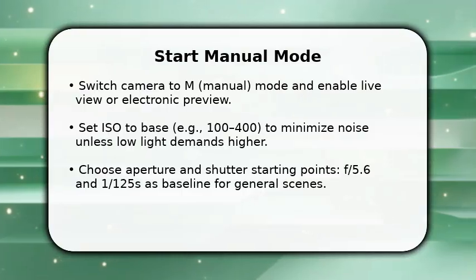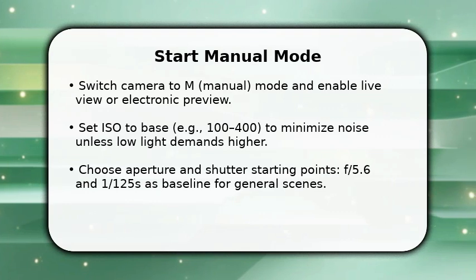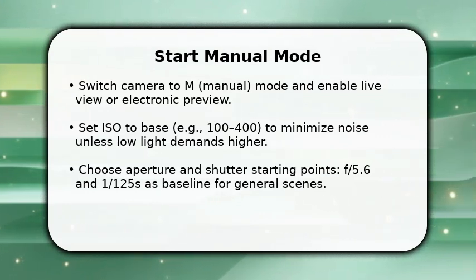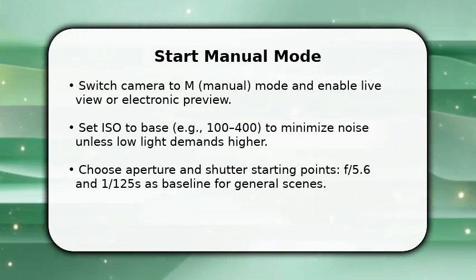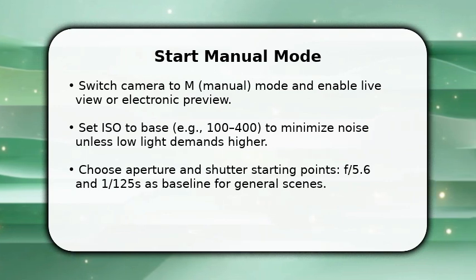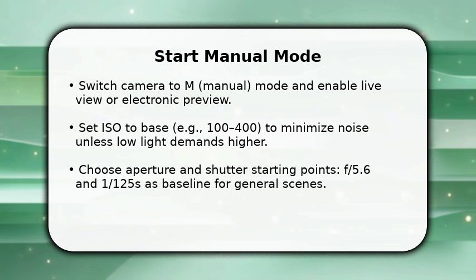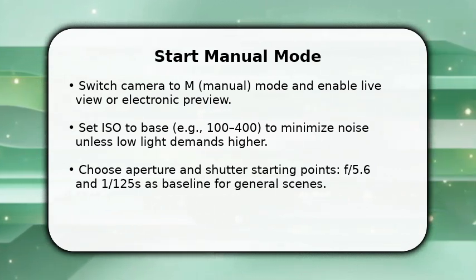You begin by taking control, set your camera to M, enable live view, and frame your subject. Start with ISO 100-400. Lower ISO reduces noise. Then pick an aperture that controls depth of field, f/5.6 is a reliable middle ground, while selecting a shutter speed like 1/125 to avoid motion blur.